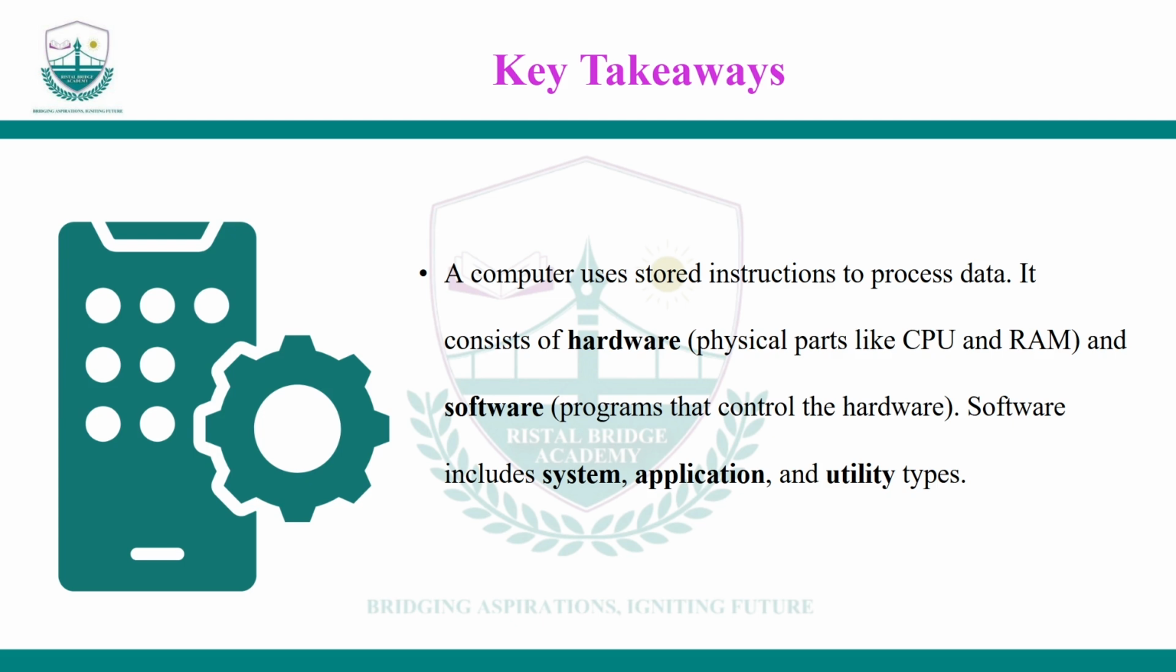Software is classified into three types: system software, example Windows, macOS, manages and runs the computer. Application software, example word processors, browsers, helps users perform specific tasks. Utility software, example antivirus, disk cleanup tools, maintains and optimizes system performance.